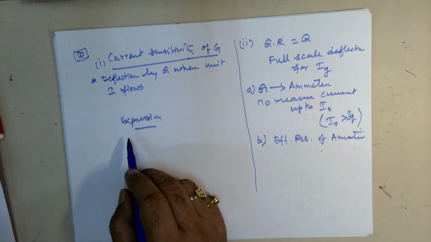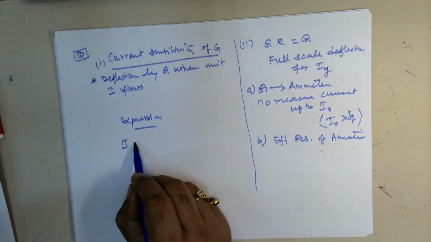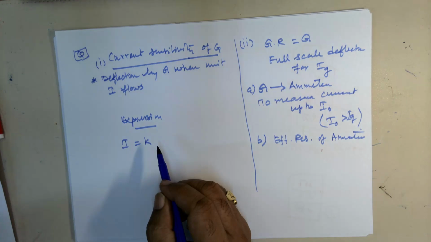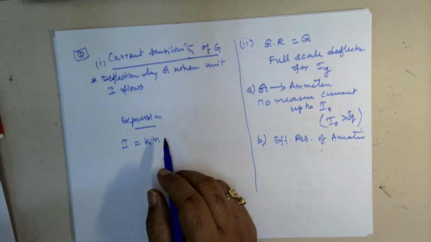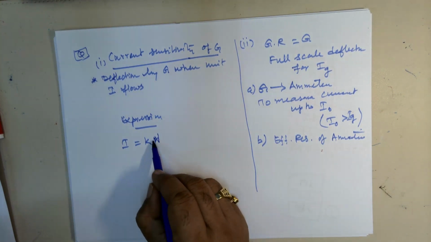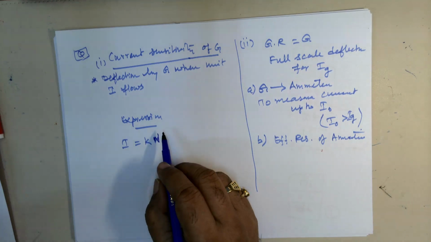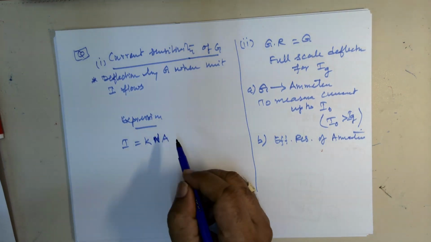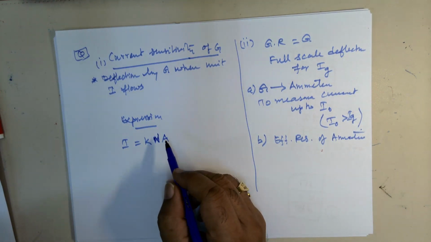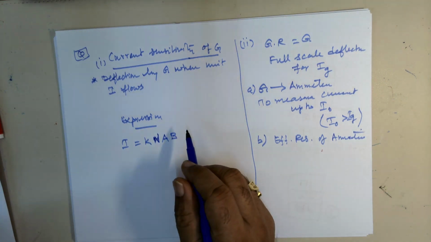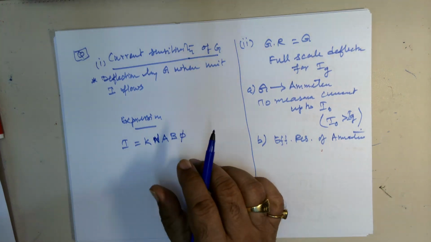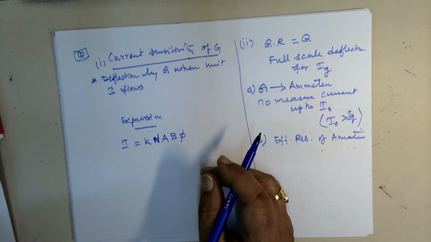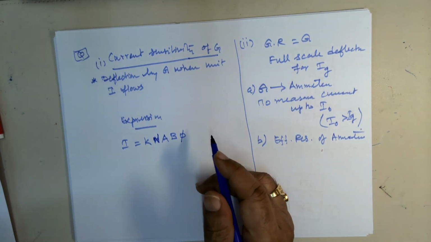And the expression is I is equal to K. What is K? Torque. Then N, number of turns of coil. And then A, area enveloped by the coil. B, the magnetic field. And the phi value. What is phi?